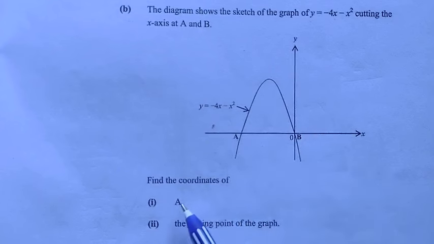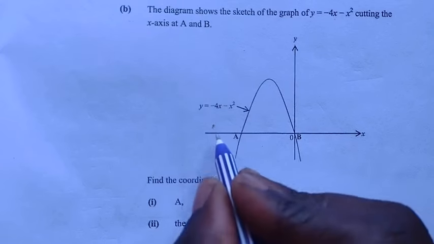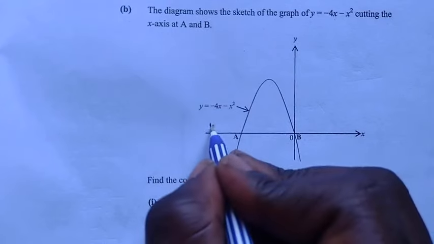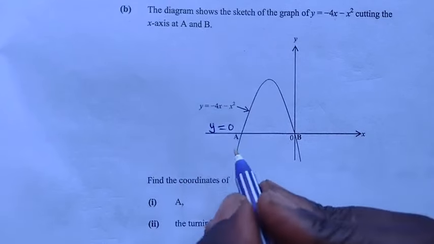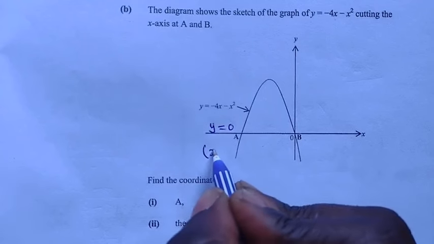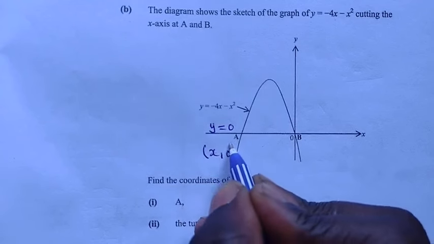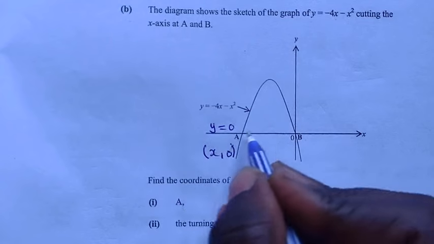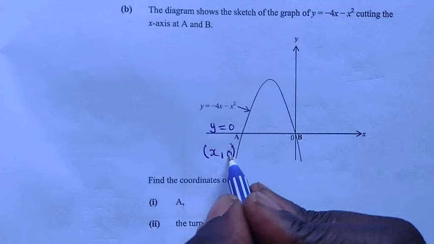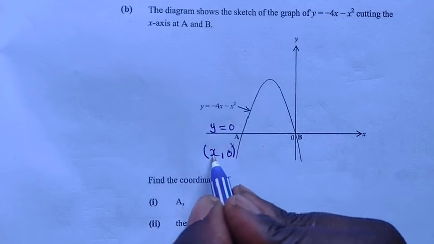So find the coordinates of A. They just want to find the coordinates of A. So what we know is this is the x-axis, which is the line y is equal to 0. So the coordinates of A are going to be written in this form, x comma 0, because I've said this is the line y is equal to 0. So the y coordinate will be a 0. So we need to find the x coordinate.